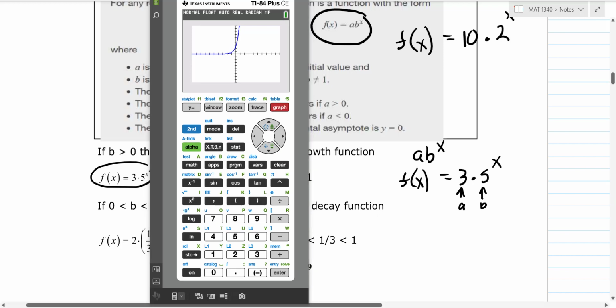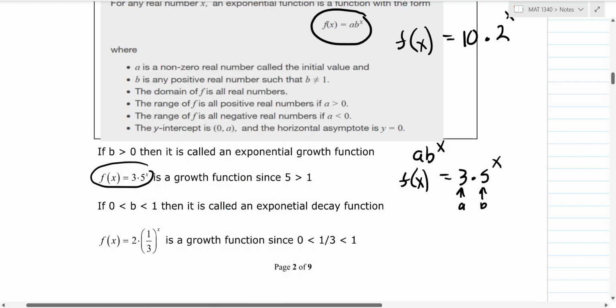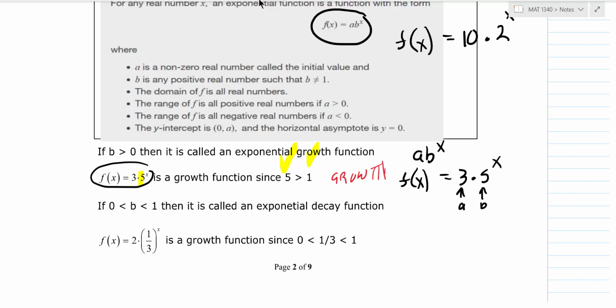The way you tell that is if this number right here that you're raising to the x power is bigger than 1, then it's an exponential growth function. You don't have to do that by graphing. That just means you're growing automatically. The graph's going like this. Exponential growth curves look like that.